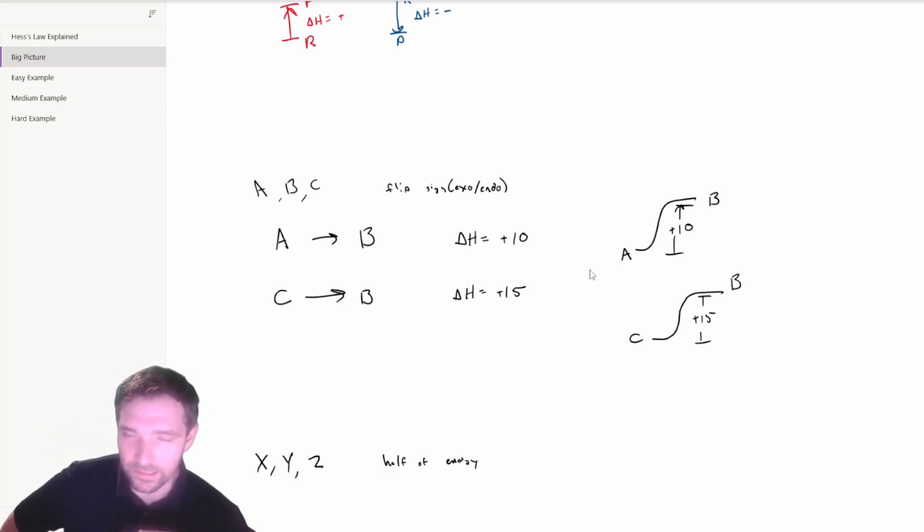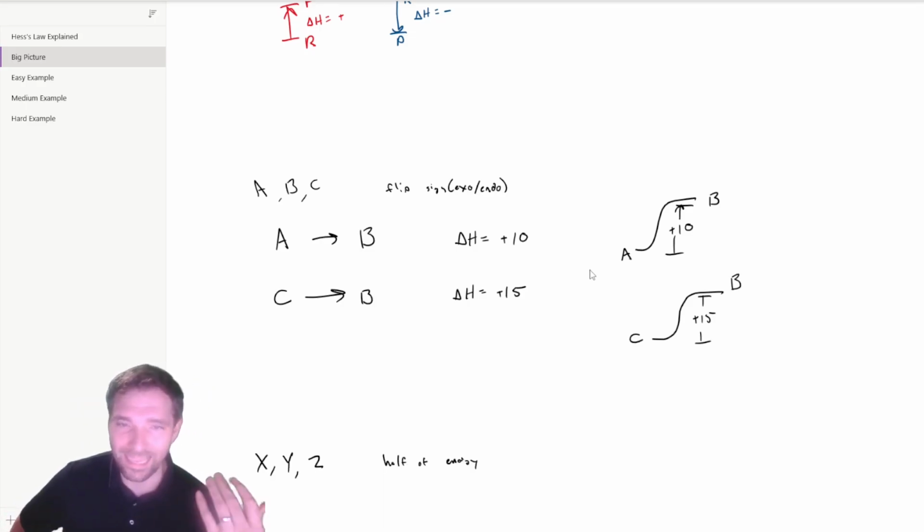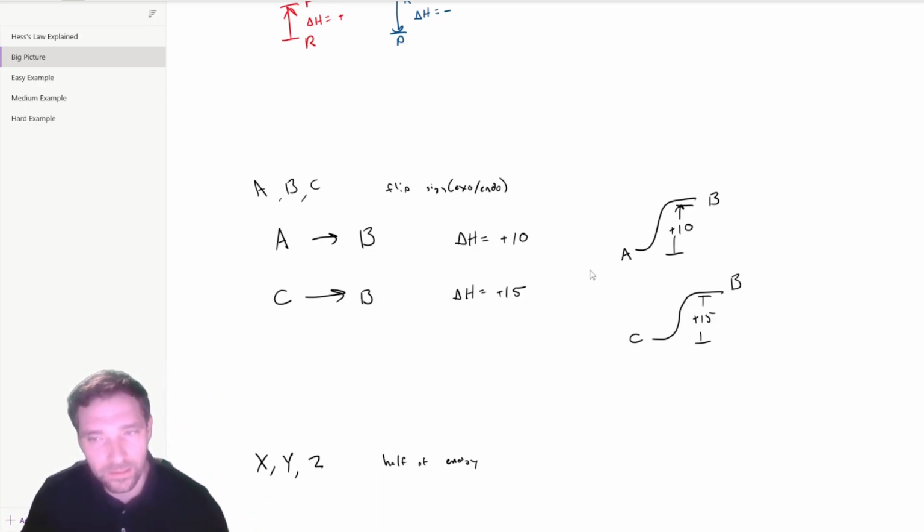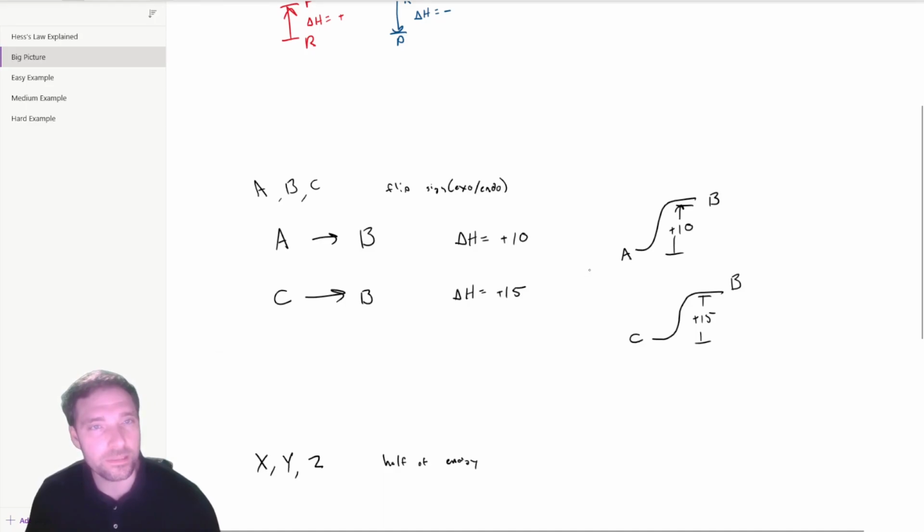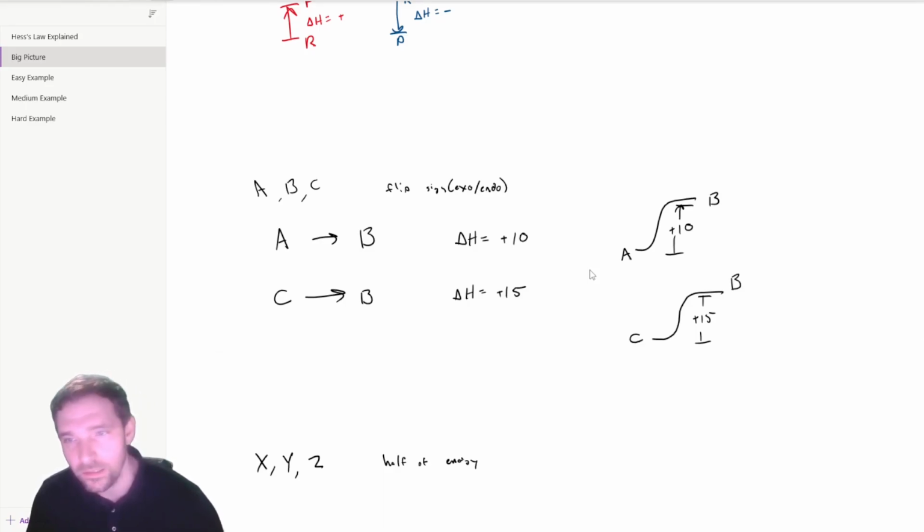And you can see that, okay, now if I want to go from A to C, we should be able to think about that relationship here. C had to go further up to get to B. So if we wanted to combine these, you could see that B going down to C would be a negative 15. So C is kind of down here.